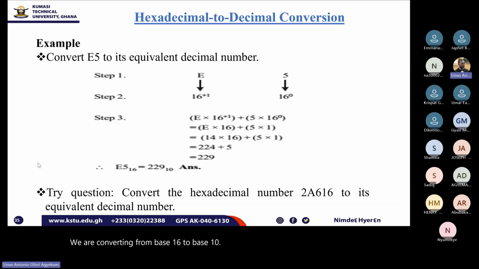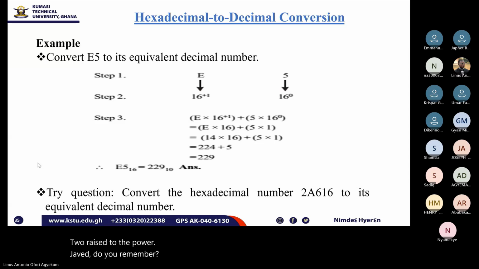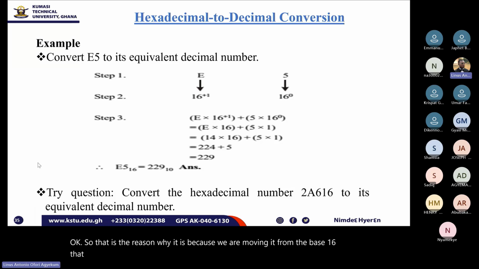If you remember, when we were converting from octal to base 10, the position value we use is 8 raised to the power. When we are converting from binary to decimal, we use 2 raised to the power. Javed, do you remember? Yes, sir. Okay, so that is the reason why. It is because we are moving it from the base 16. That is why we multiply by 16, so that we can get its actual position value and weight.